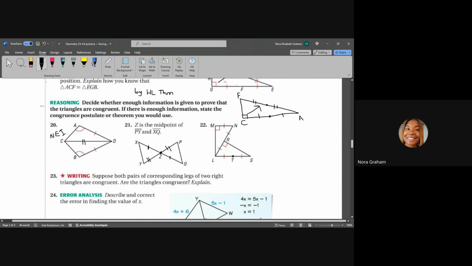Okay. Then I also know these are vertical angles. This angle XZY and PZQ, those are vertical angles. So it looks like I have some side angle side action going on right here. So I can say there's enough information to state that these are congruent. So I would say congruent by side angle side. Okay. Now for 22, let's take a look at these.